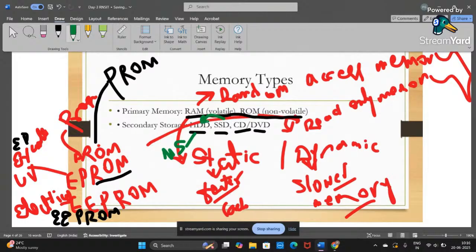I'll repeat it again. HDD means hard disk drive. It is a magnetic storage. It has a large capacity up to TB, slower than SSD. Then SSD means solid state drive.